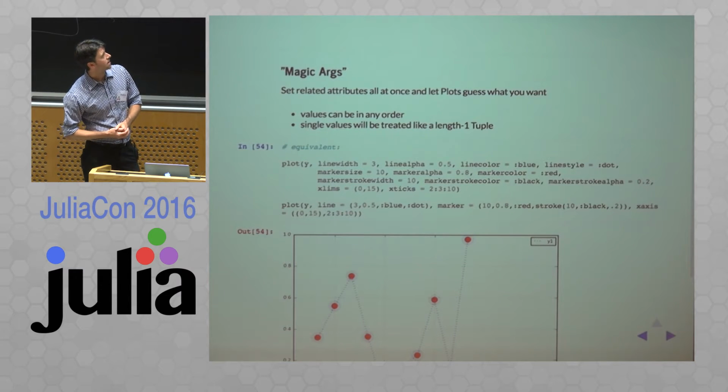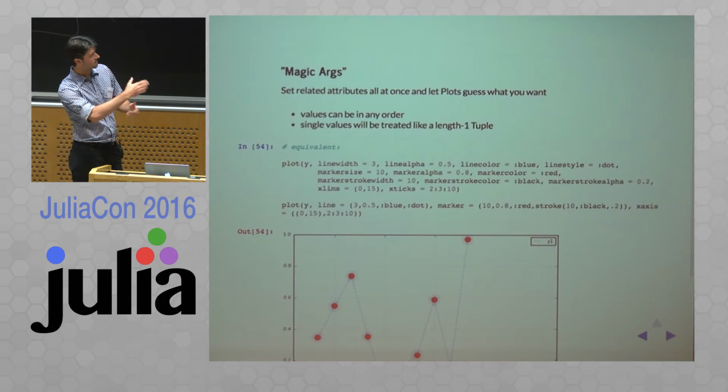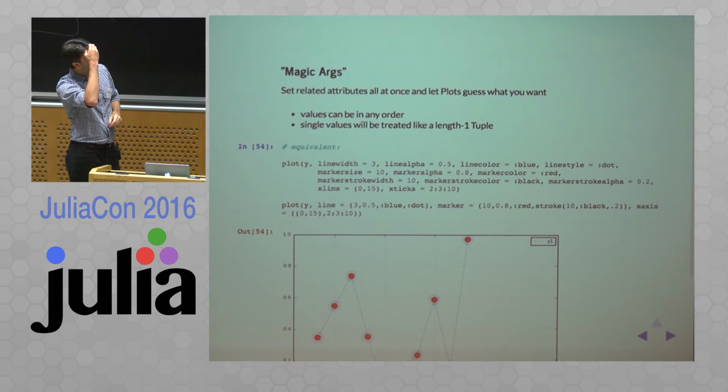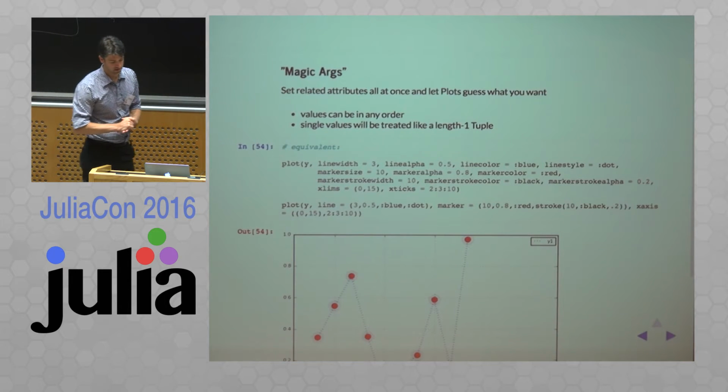So the line attribute can take a list in any order. It doesn't need to be ordered in a special way. Just toss values in, and it's going to look at the values, look at the types, and sometimes look at the values as well. And it's going to figure out that the 3 should be applied to line width, and the 0.5 should be applied to alpha. The blue should be the color, and dot should be the style. And you can do the same thing for marker, for fill, and the axes as well.